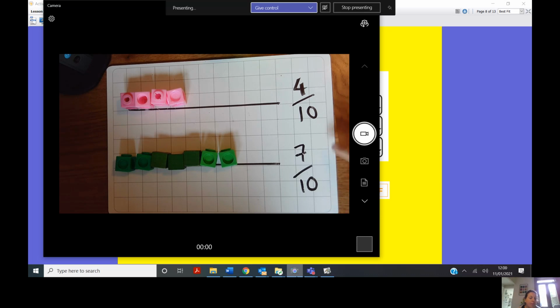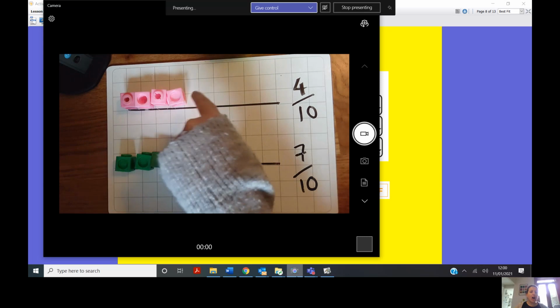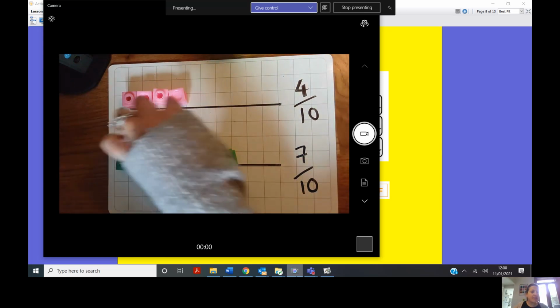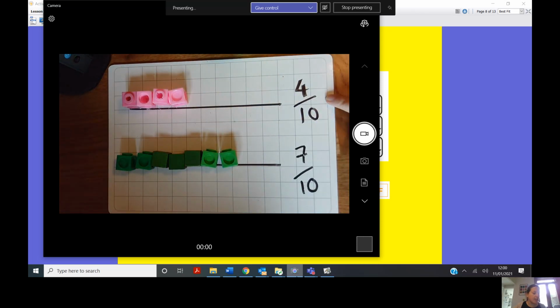So in this case, we're checking, and both fractions are divided into the same amount. So the whole is the same, and they're divided into equal parts. Each of these squares is worth 1/10. So we can see here at the top that 4 parts of 10, which is my whole, are represented in these cubes. In this fraction, 7 parts of 10 are represented in these cubes.